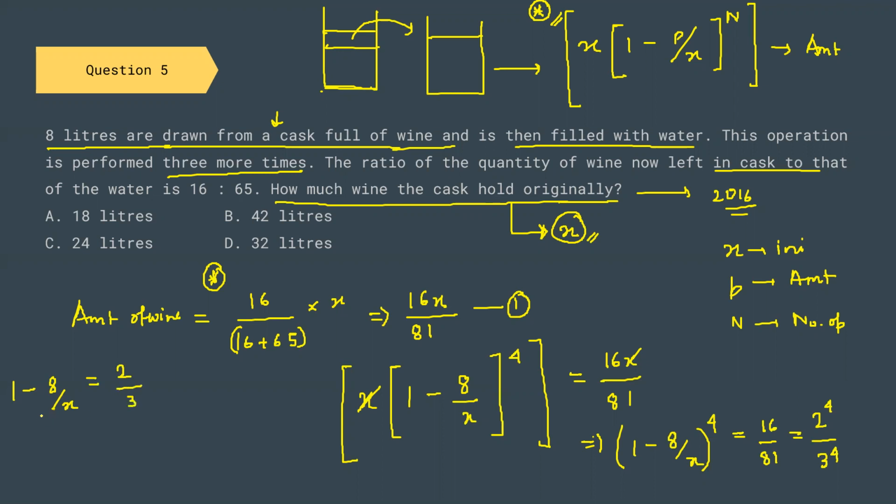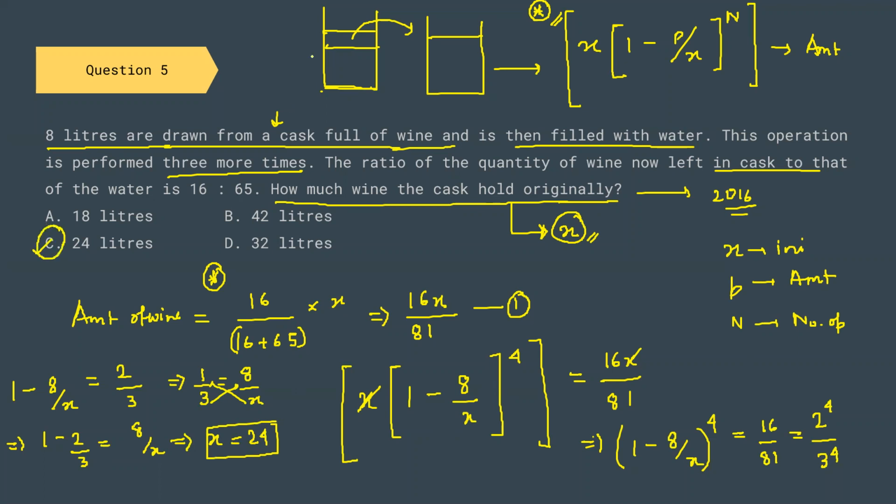Now it is a perfectly simple equation. I can bring 2 by 3 to the left hand side. So 1 minus 2 by 3 equal to 8 by x. So this is going to be 1 by 3 equal to 8 by x, and by cross multiplication x will go here, 3 will come here. So this is going to give us x equal to 24. So the initial capacity of the cask is 24 liters. That is option number C.